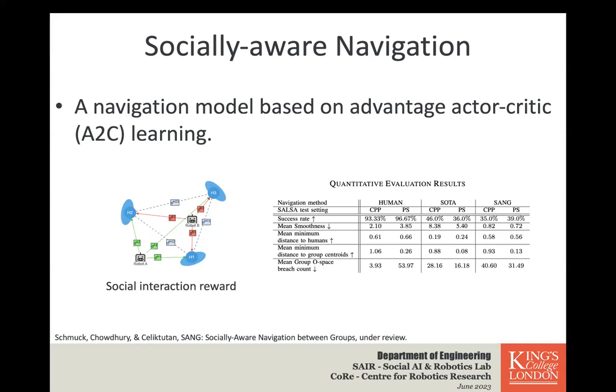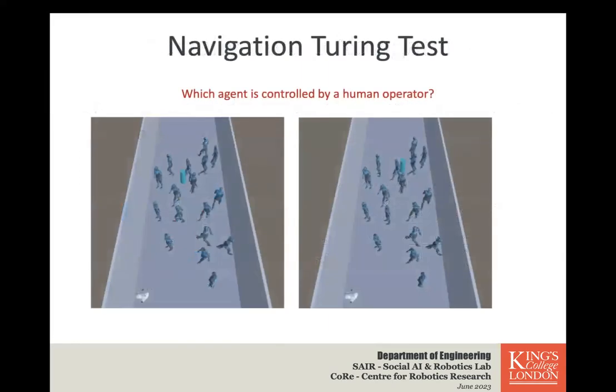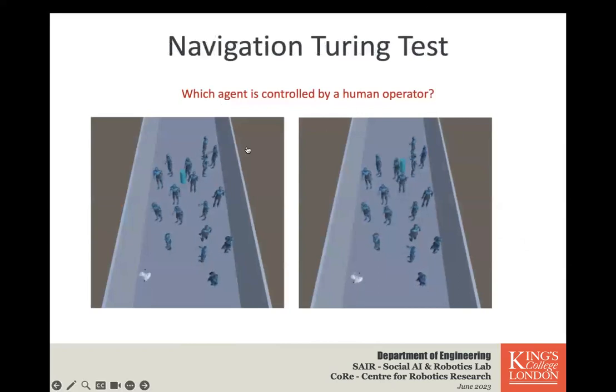We also performed a Turing navigation test, as you can see. I don't know whether you can tell me which one is the human and which one is the autonomous robot. The idea was to check not only quantitative metrics but also qualitative ones, to see whether our algorithm can be differentiated from a human controlling the robot in this specific setting. And again, we created this simulation using the third-person video that we obtained from the previous datasets.